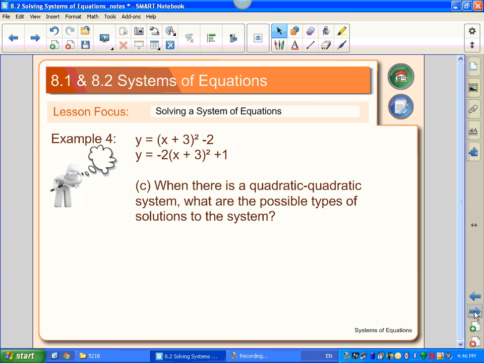What's our third question? The third question says, okay, we have a quadratic-quadratic. So we know that we have two parabolas. What are the possible types of solutions? What could it look like? So I'm going to challenge you. There are four, right? Generically, four different types. So I'm going to challenge you to see if you can come up with what the four solutions could be.